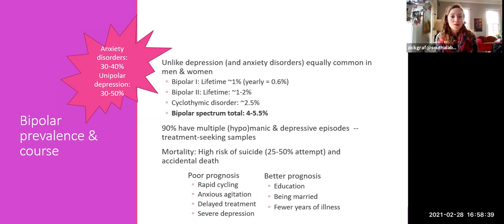90% of people with bipolar spectrum disorder have more than one episode. So whereas with depression, about 50% of people who have one major depressive episode never go on to have a recurrence, recurrence is the rule in people with bipolar spectrum disorders. This is one of the more deadly disorders, and this is why bipolar disorder and schizophrenia together are often referred to as severe mental illness, although that's a problematic designation.